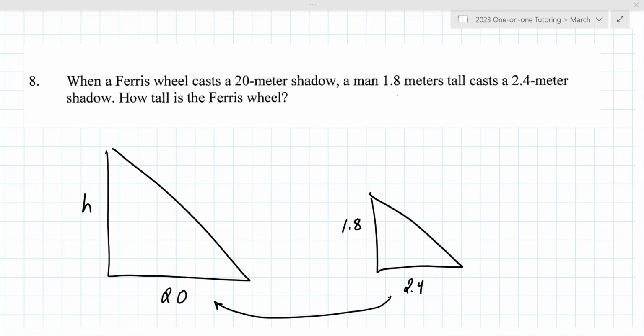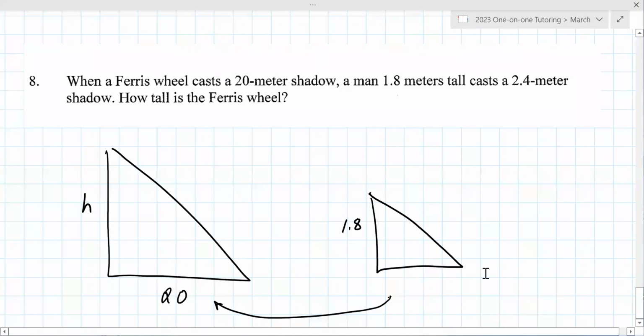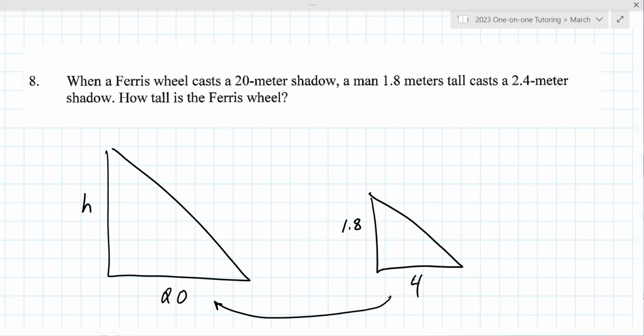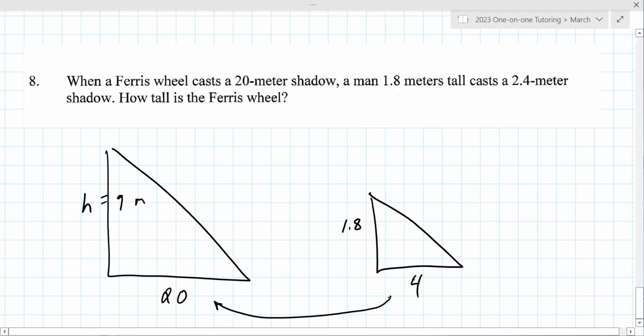So I apologize for that. Let's just change this to 4 real quick, and then you can find the height. That'll work out. The unit multiplier is 5, so 1.8 times 5 is, let's see... Oh, 9. Yeah, because you're multiplying it times 5. So H equals 9 meters. Which may not even make sense, but maybe it's a small Ferris wheel.